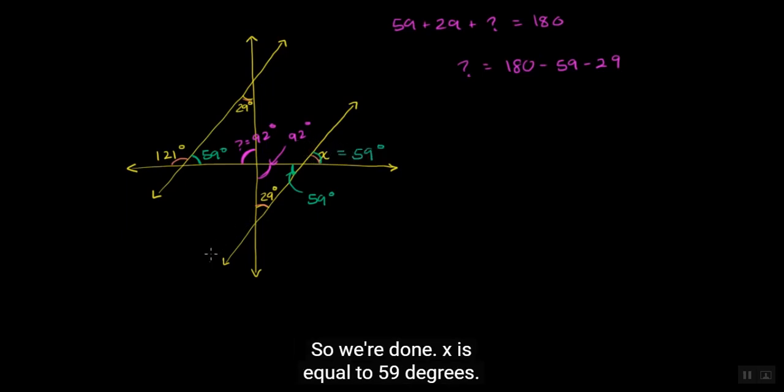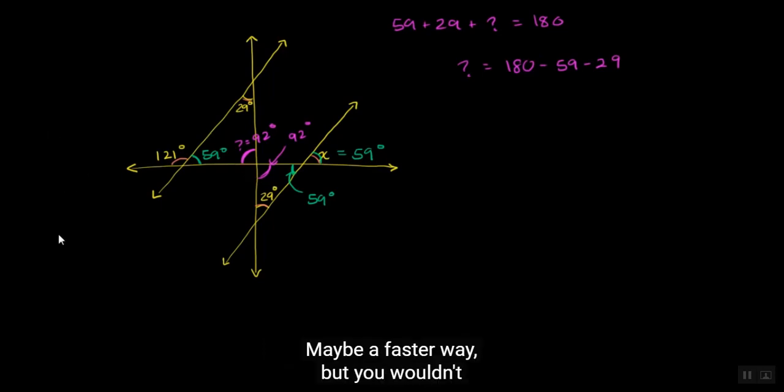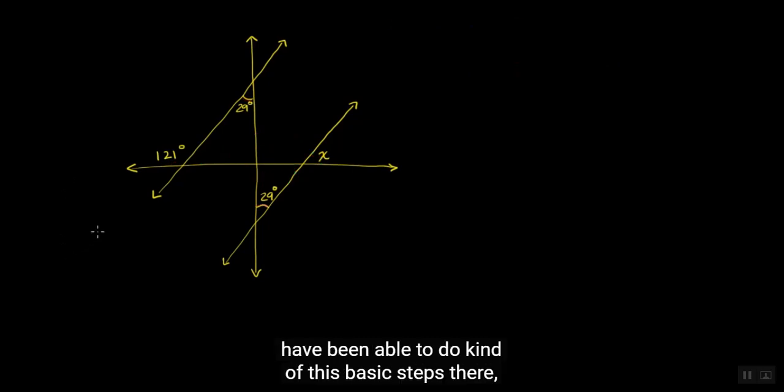X is equal to 59 degrees. Now there's multiple ways that you could have reasoned through this problem. You could have immediately said, so let me start over actually. Maybe a faster way, but you wouldn't have been able to do as basic steps there.